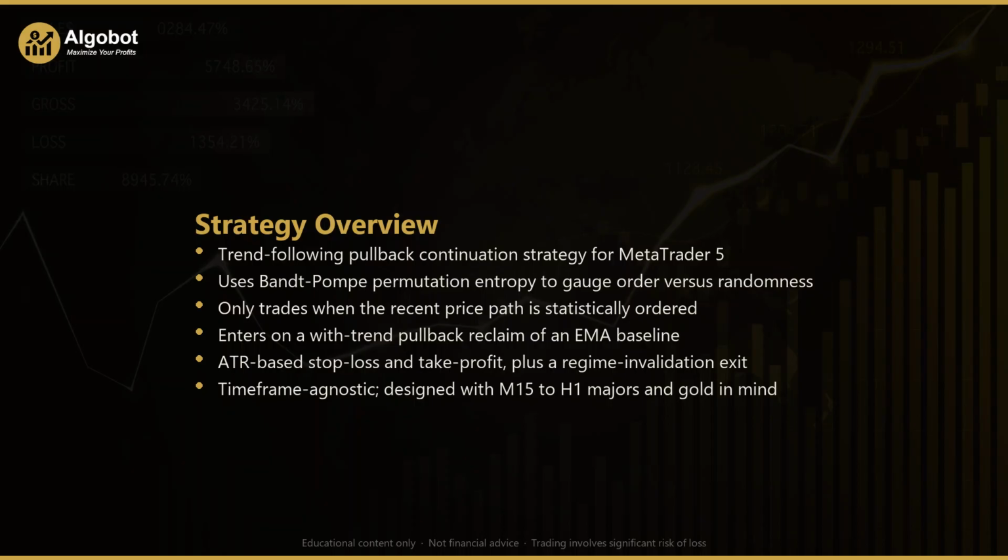Once the entropy confirms an ordered regime, the strategy takes a classic, low-risk style of entry, a with-trend pullback that reclaims an exponential moving average baseline. It buys a dip that climbs back above a rising baseline, and it looks to sell a bounce that falls back below a declining baseline.